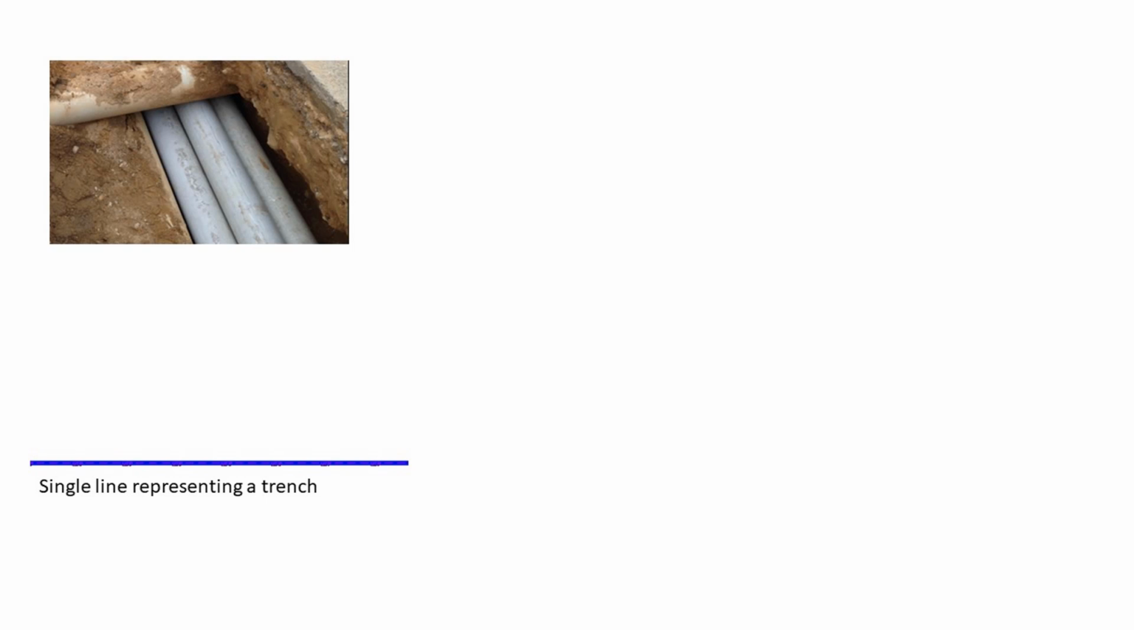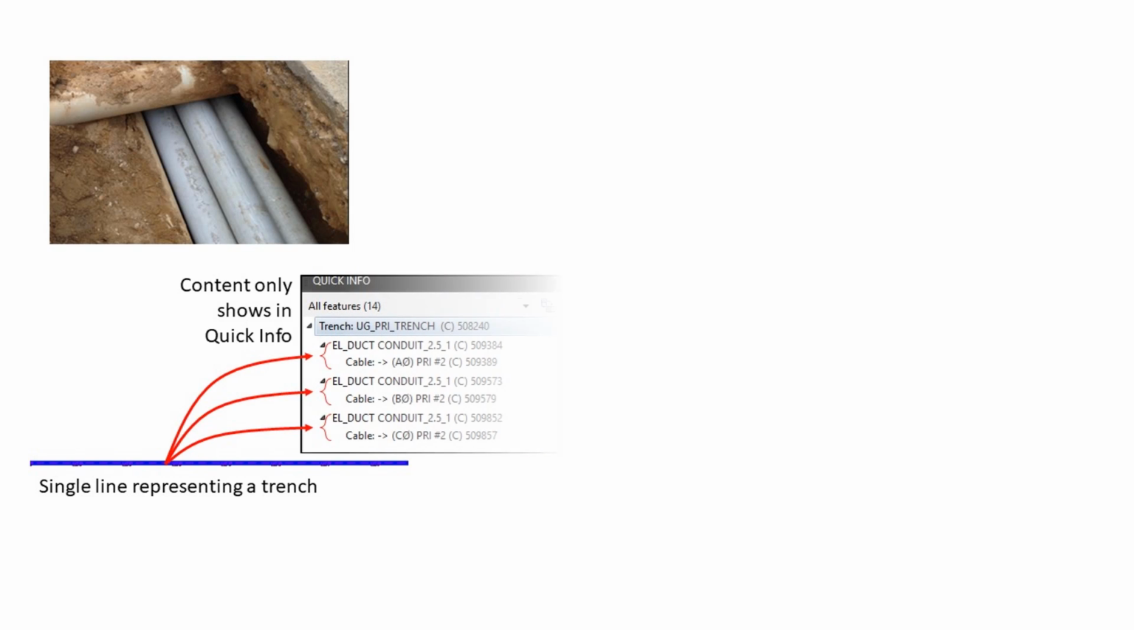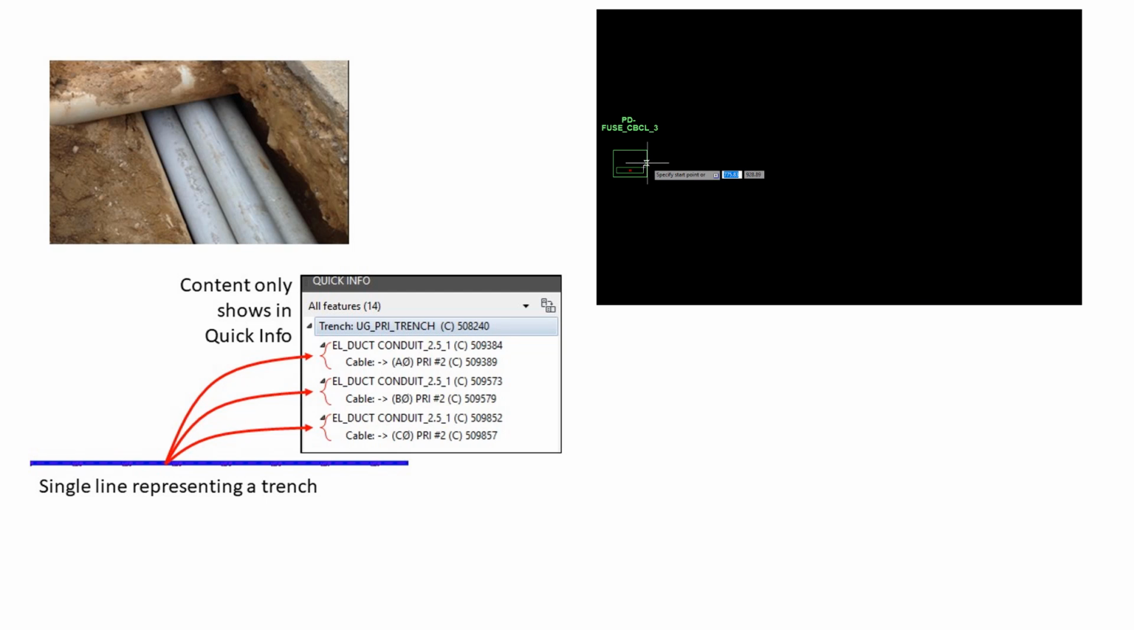Each of those ducts can contain 1 or more cables, but normally within AUD, it draws as a single line, and you only see the contents in quick info. Some utilities try to draw such parallel cables by offsetting them from the trench in their design drawings. You can do this in AUD, but it can create problems.